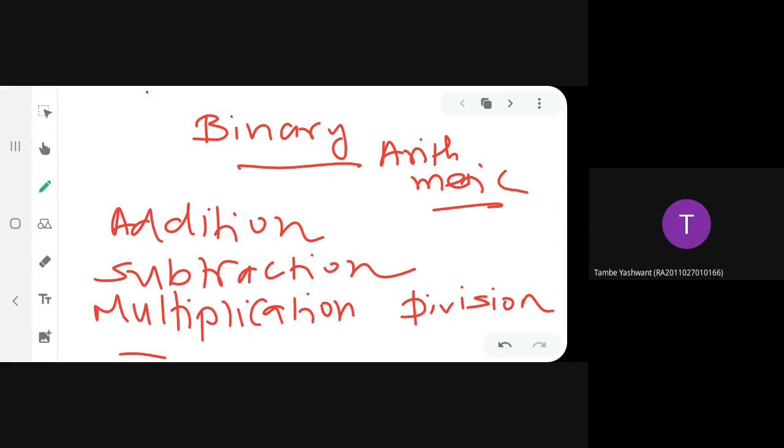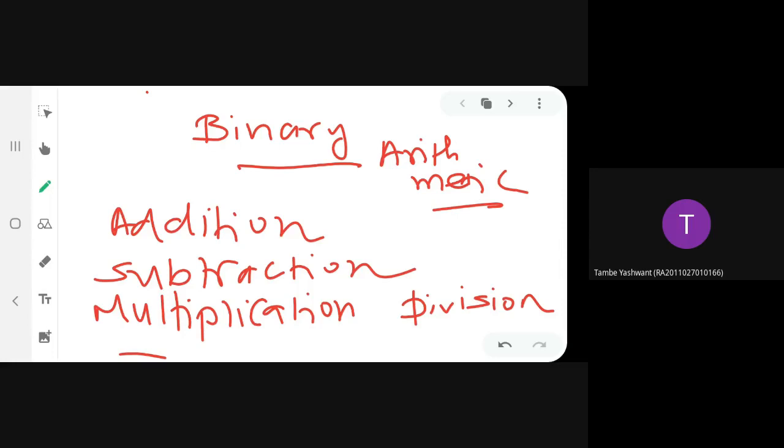Ma'am, there are four numbering systems: binary, decimal, hexadecimal, and octal. So, what's the difference between all these numbering systems? Ma'am, binary contains two numbers, 0 and 1. Octal contains eight numbers from 0 to 7. Decimal contains 10, 0 to 9. Hexadecimal contains 16, from 0 to 15. Okay, so these are the four basic numbering systems.